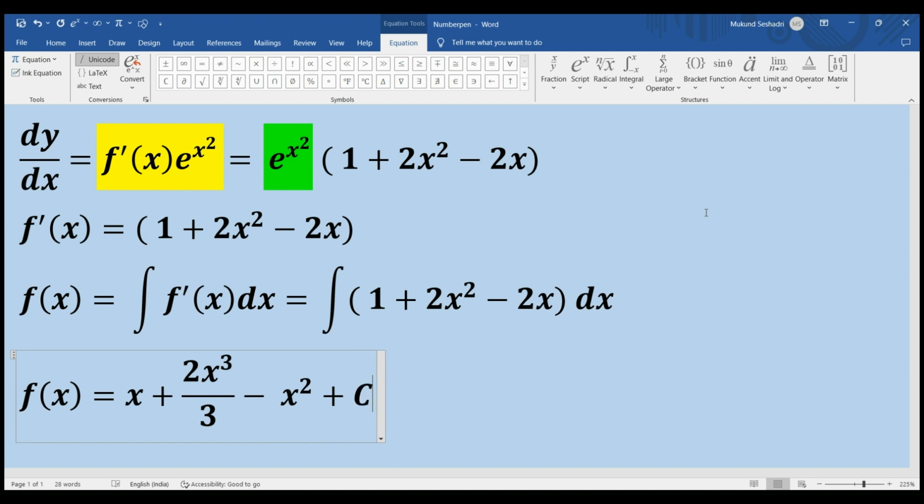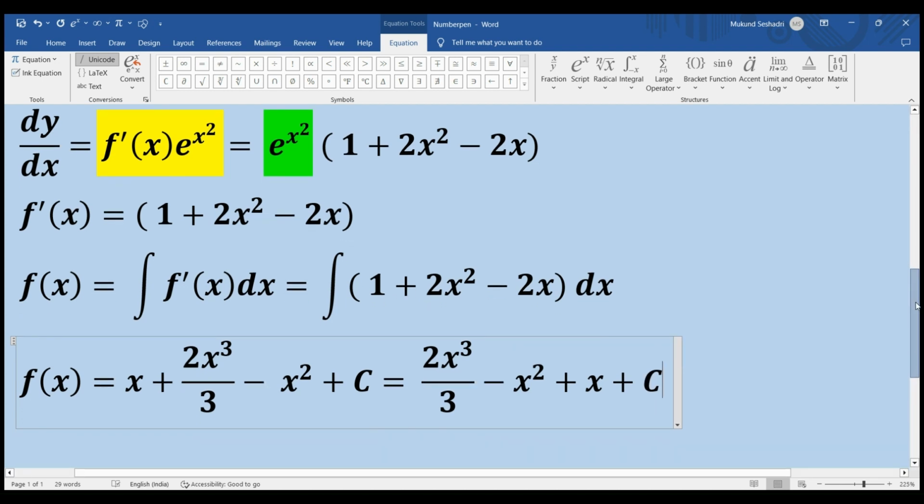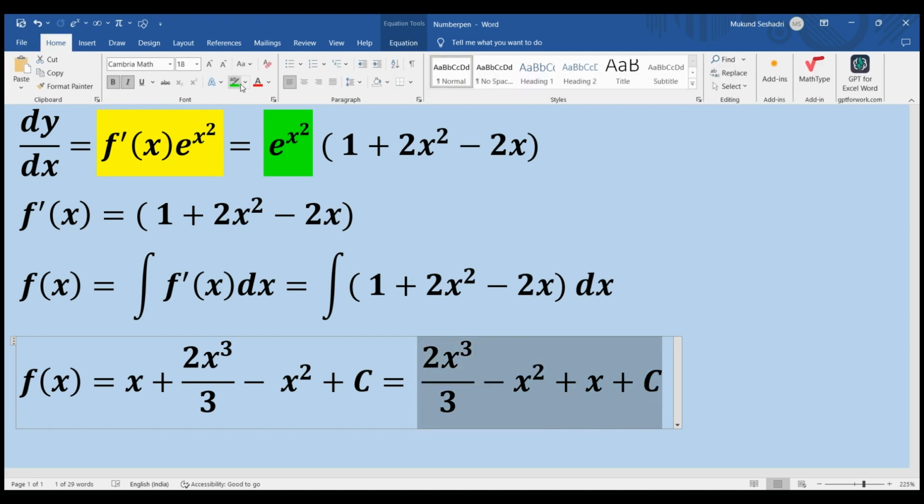So my f of x is nothing but, let me rearrange it with respect to the order of the polynomials. So my answer to this problem is 2x cubed by 3 minus x squared plus x plus c, right? Let me highlight my final answer in pink. So there we are.